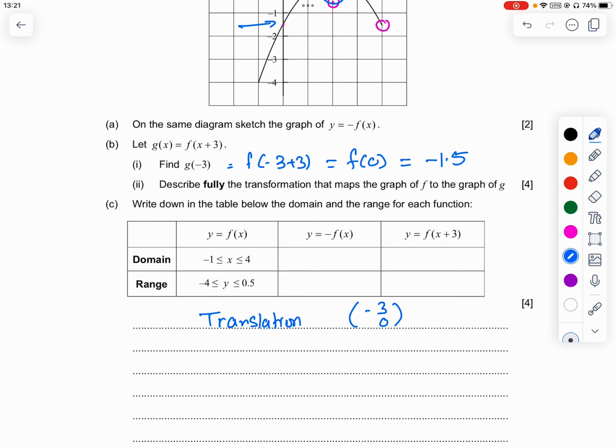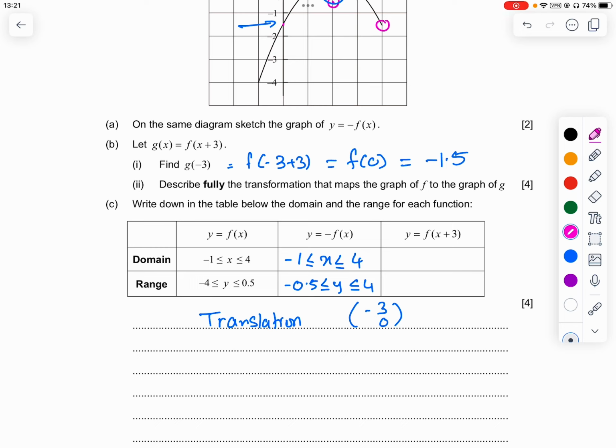Now write the domain and range. When you are reflecting, minus f of x means it is a reflection on the x-axis. When you are reflecting on the x-axis, the domain will not change, whereas the range will become upside down. So it becomes minus 0.5, y, and 4.